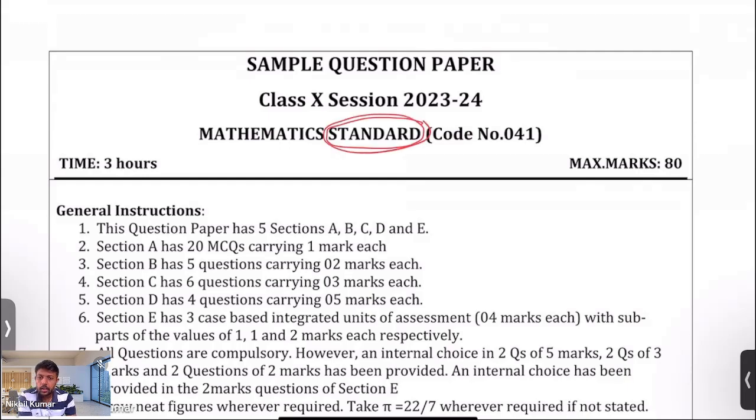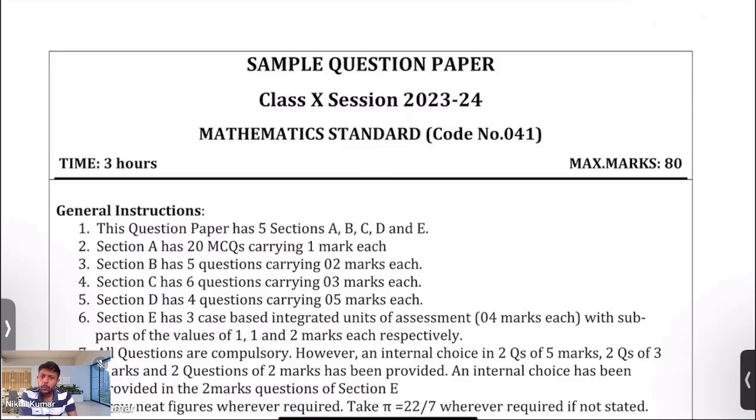If you note, there are two types of sample papers CBSE releases every year. One is the basic type and the other is the standard one which we have right in front of us. It has 5 sections and we are going to start solving all the questions step by step, one after the other. Okay, let's get started.